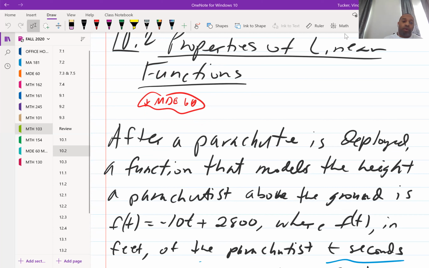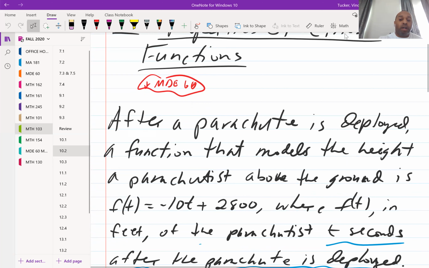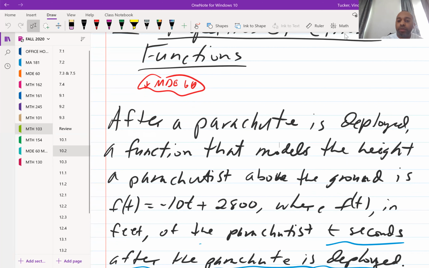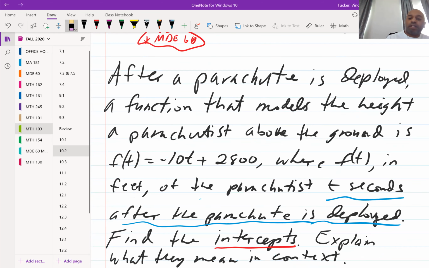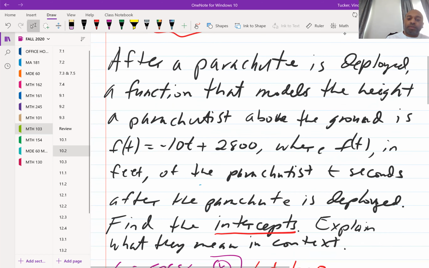After a parachute is deployed, a function that models the height of a parachutist above the ground is f of t equal to negative 10t plus 2800. So this is the function that they give us, where f of t is in feet of the parachutist in t seconds. And they ask us to find the intercepts and what they mean in context.